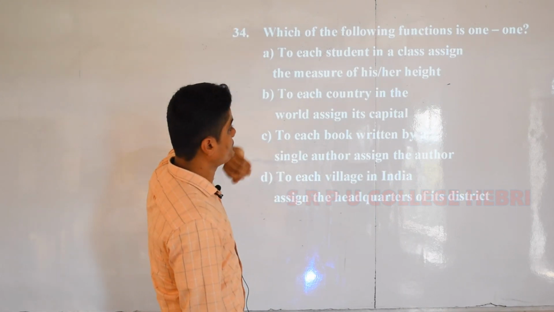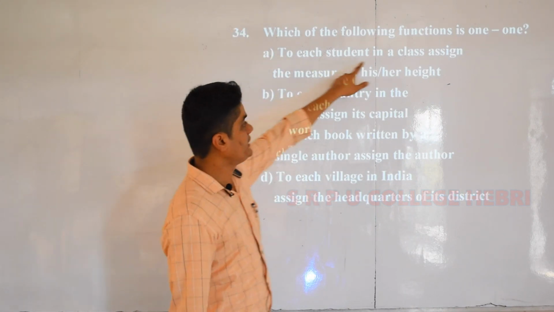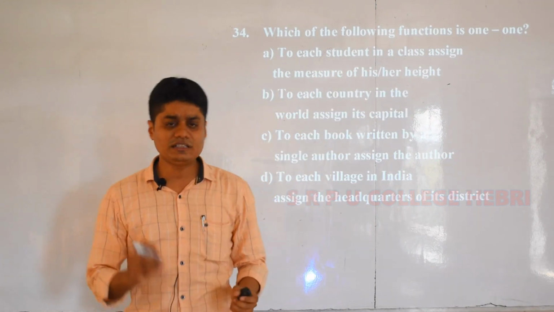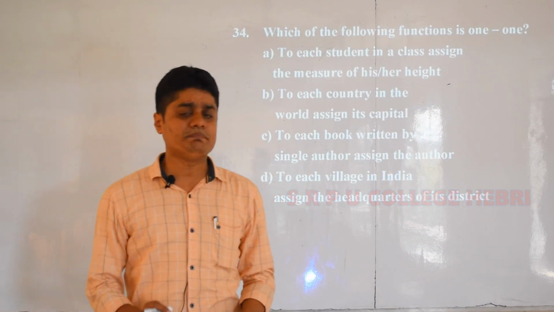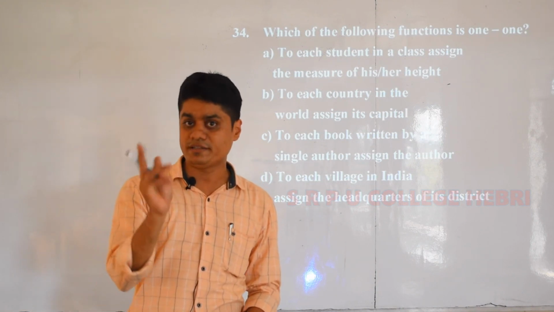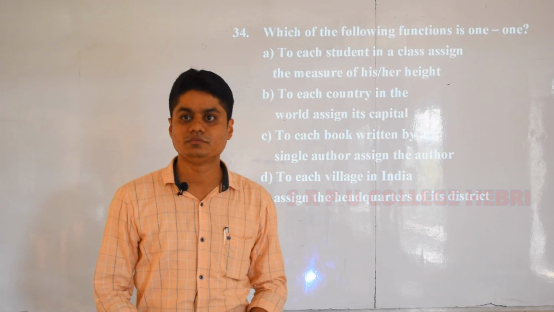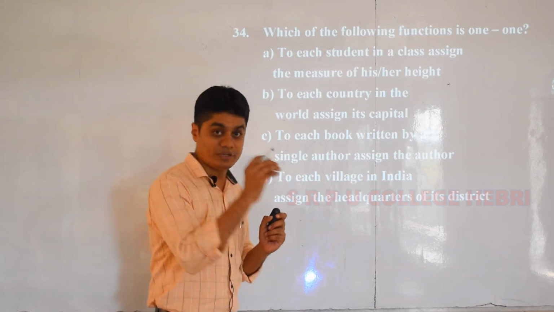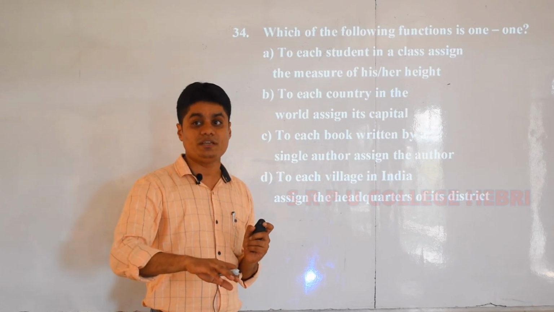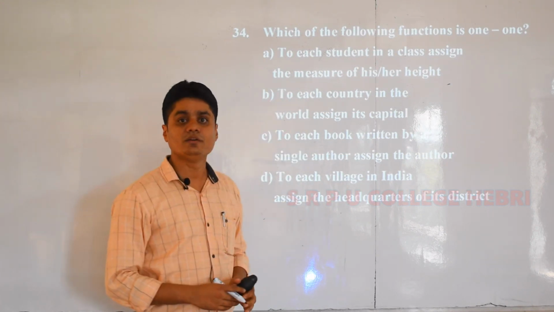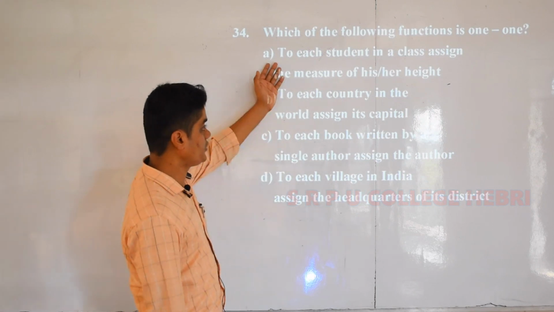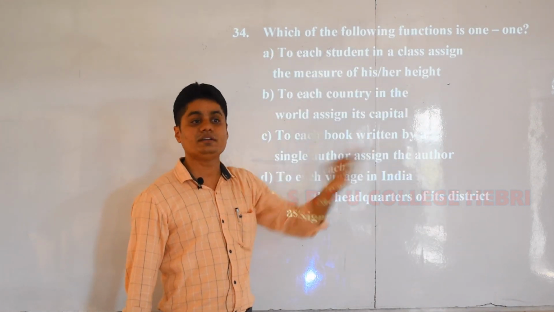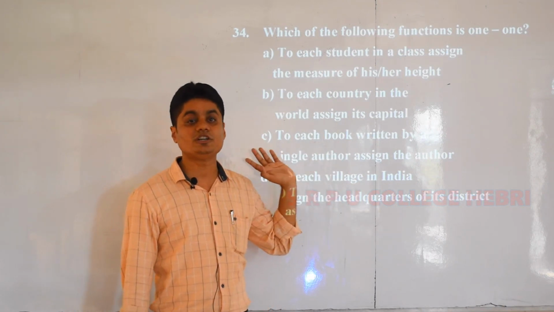So let us check the first option: to each student in a class, assign the measurement of his or her height. In one classroom, is it possible for two different students to have the same height? Yes, possible. So the two inputs are different, but the output may be the same. So the first option cannot be 1-1, because we can have two different students having the same height.